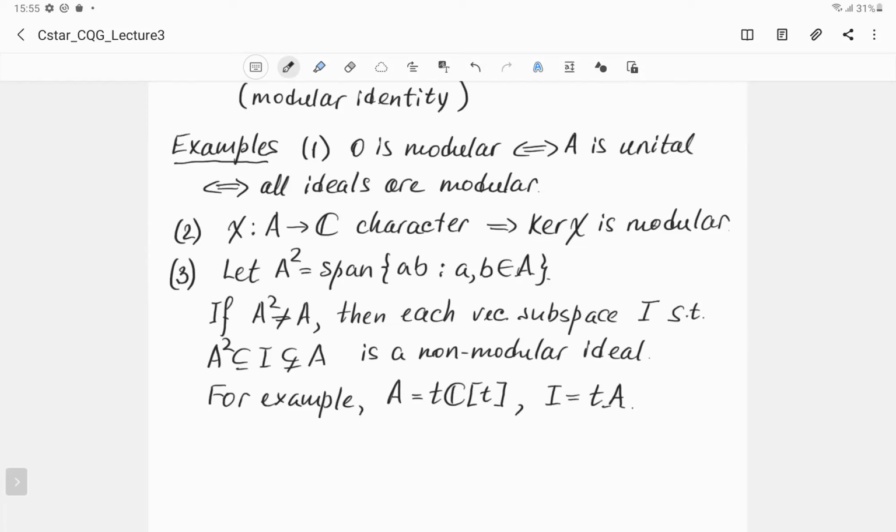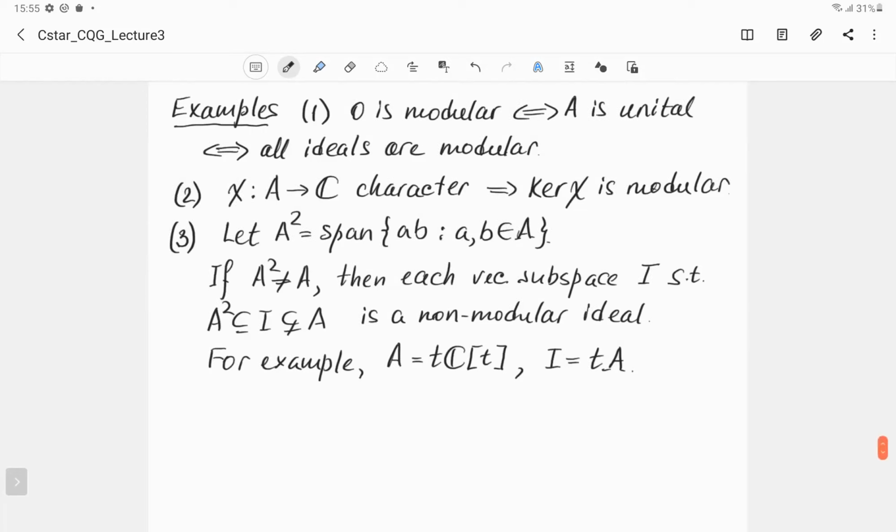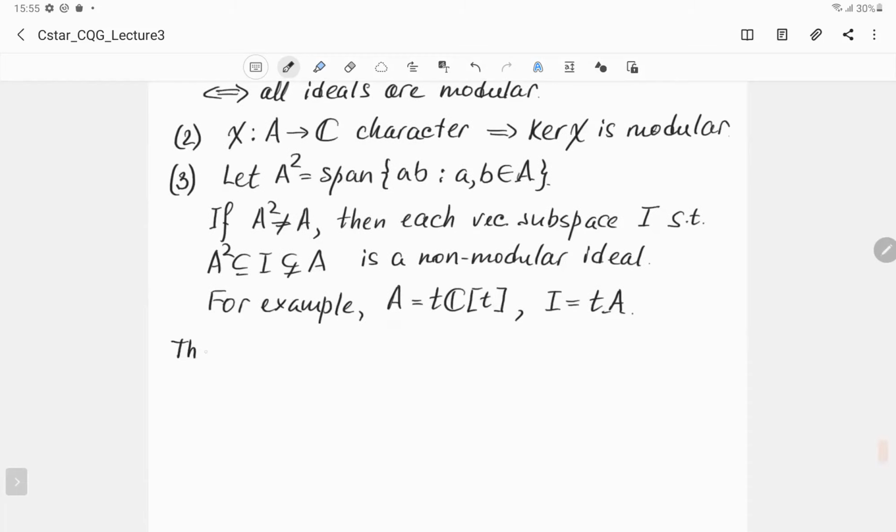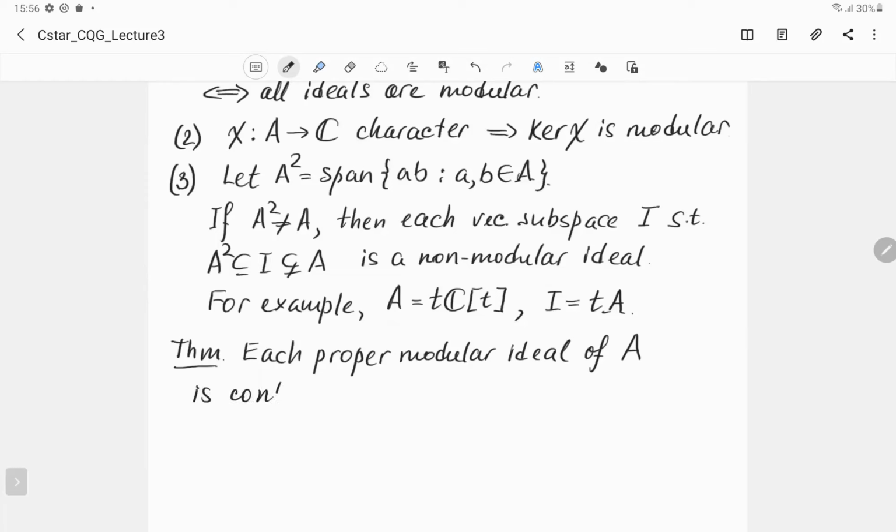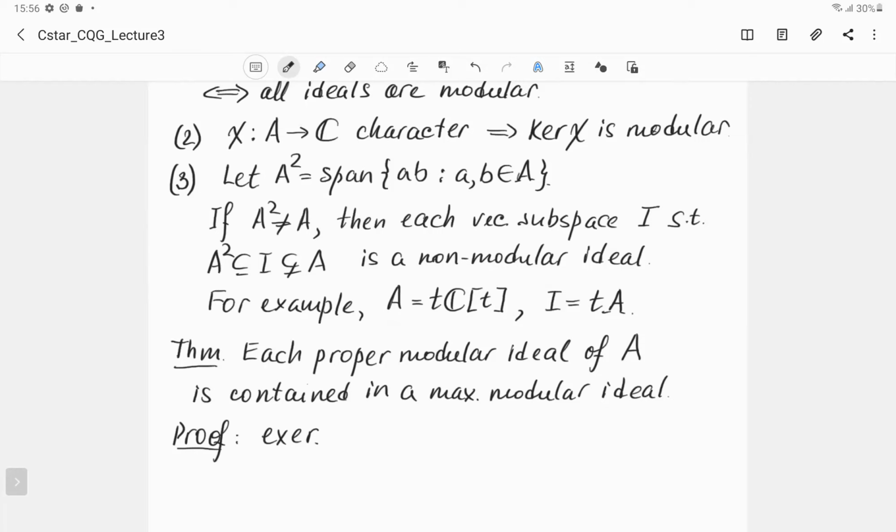Well, modular ideals have a number of advantages. For example, we have the following result. Theorem. Each proper modular ideal of A is contained in a maximal modular ideal. The proof is a simple exercise. So if we look at the proof of the unital case, it's easily seen that it extends to the non-unital case, provided that we consider only modular ideals.